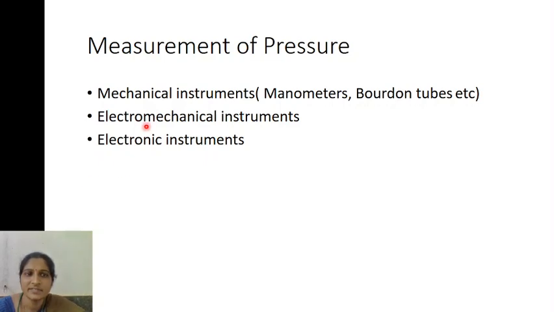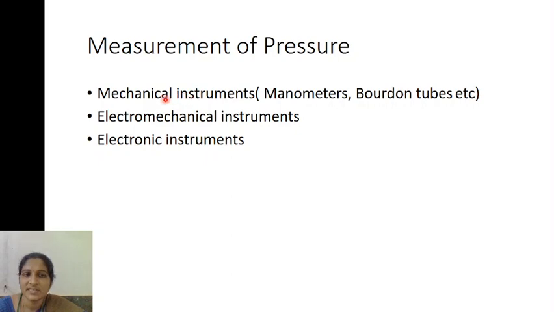Now I am going to discuss the measurement of pressure. Pressure can be measured by using any of these types of instruments: mechanical instruments, electromechanical instruments, or electronic instruments.